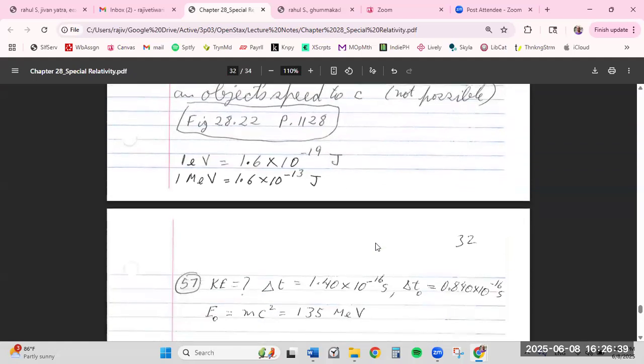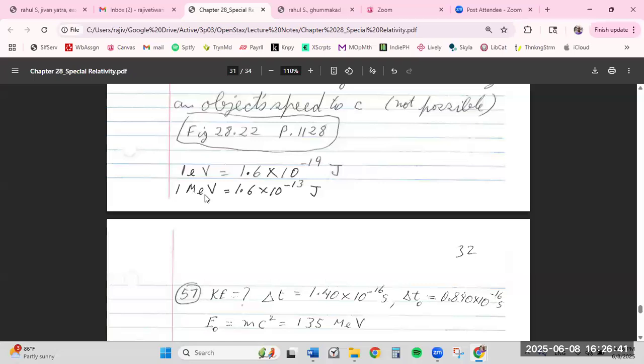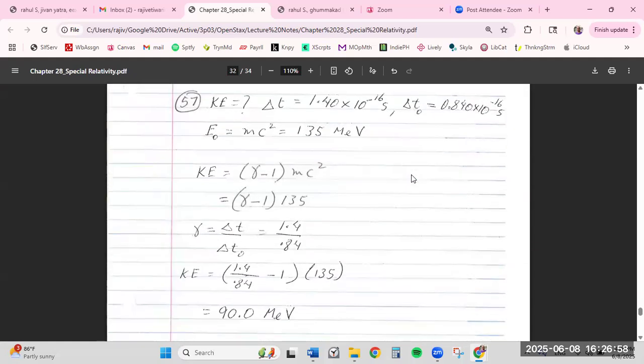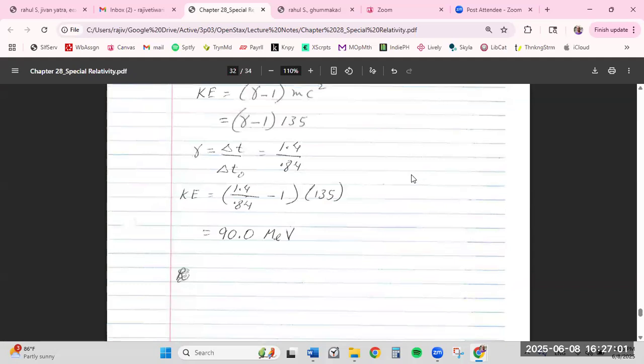For higher energy particles, it's convenient to use MeV, mega electron volts. So 1 MeV is 1.6 times 10 to the negative 13 joules, basically off by a million. All right, let's look at problem number 57.